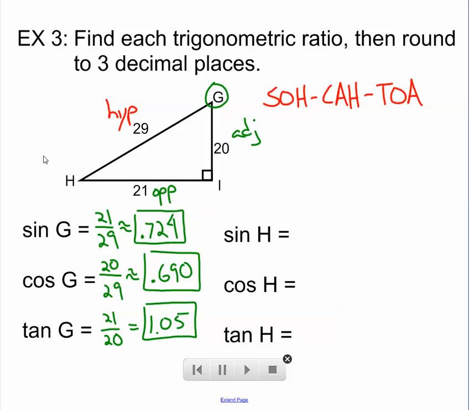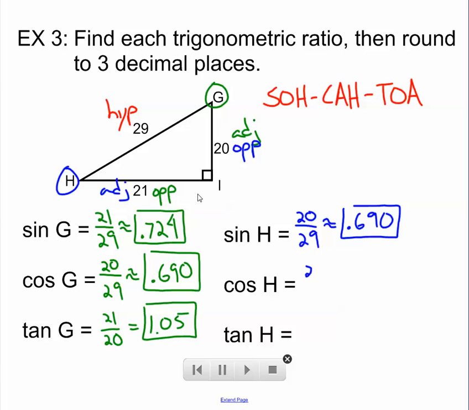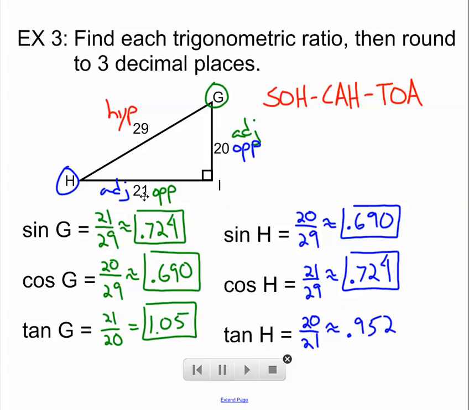Now remember, when we're looking at angle H, things are going to change. 20 becomes the opposite, 21 becomes the adjacent side. So opposite over hypotenuse would be 20 over 29, which is about 0.690. Remember, it's equal to the cosine of angle G. Cosine of H would be adjacent 21 over hypotenuse 29, which is about 0.724. Remember, that's equal to the sine of angle G. And tangent would be opposite 20 over adjacent 21, which is about 0.952.